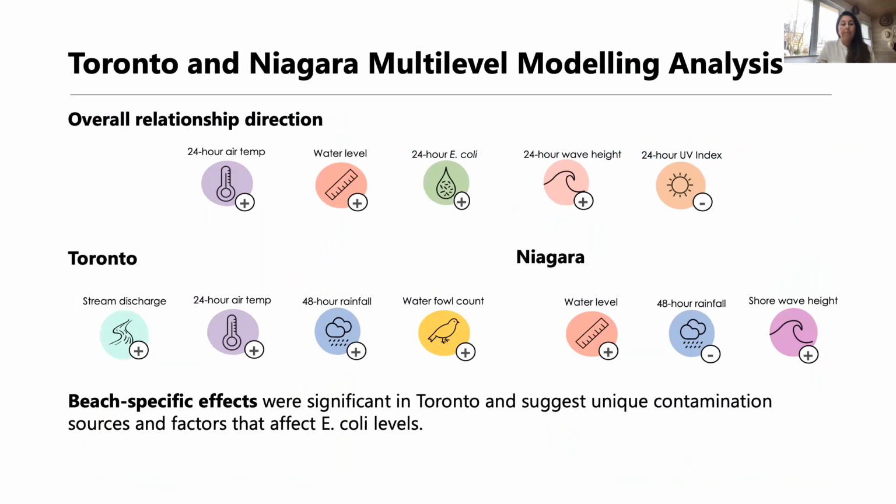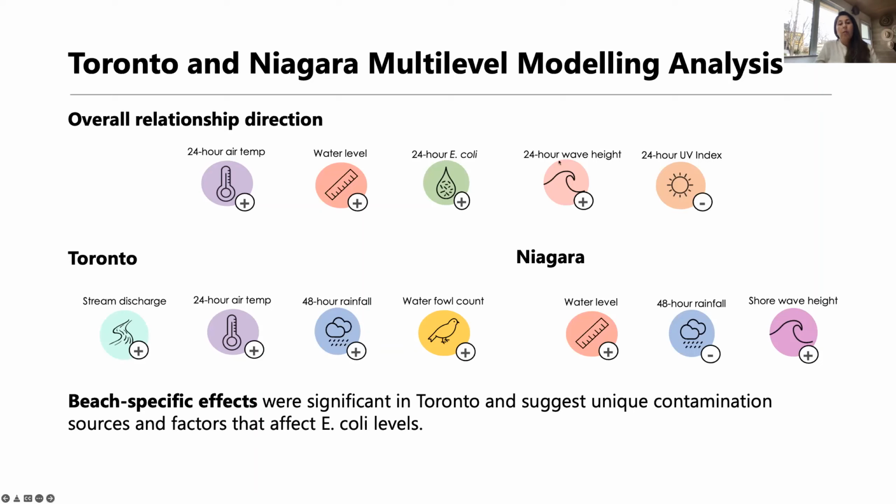The other analysis that we conducted, as I mentioned, was a multi-level modeling analysis where we looked at both Toronto and Niagara. We did this to really explore the two regions together and see what direction of the relationships we're seeing between the variables. And when I say direction, I mean whether it had a positive effect on E. coli concentration or a negative effect.